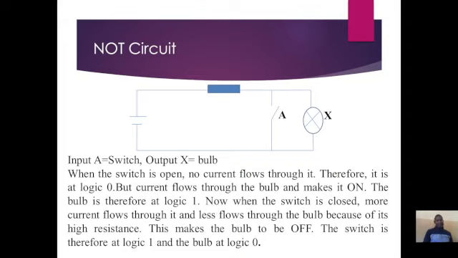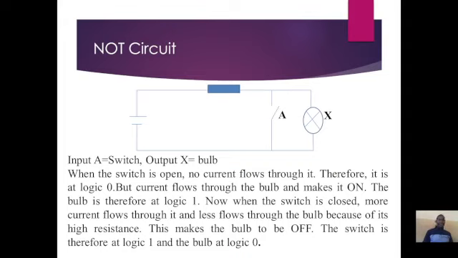But current flows through the bulb and makes it on when the gate is at 1. So now when the gate is closed, it's at 1. More current flows and less flows through the bulb because of its high resistance. This makes the bulb turn off. So the switch is therefore at logic 1 and the bulb is at logic 0.